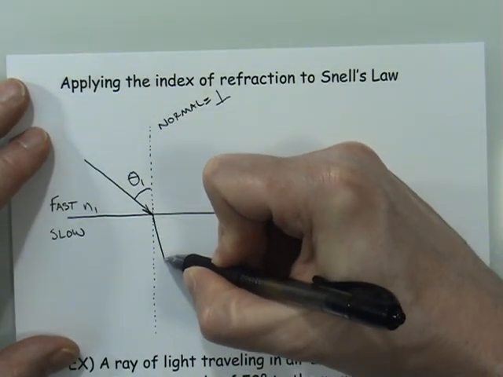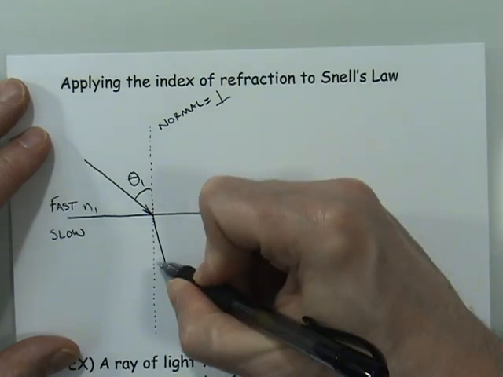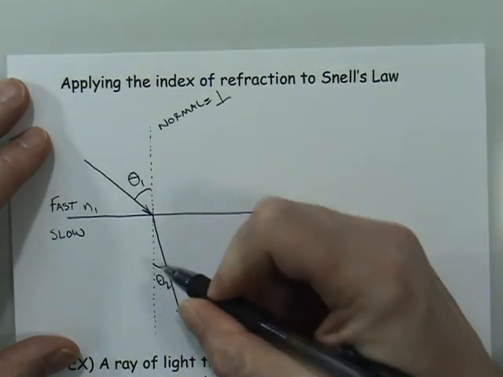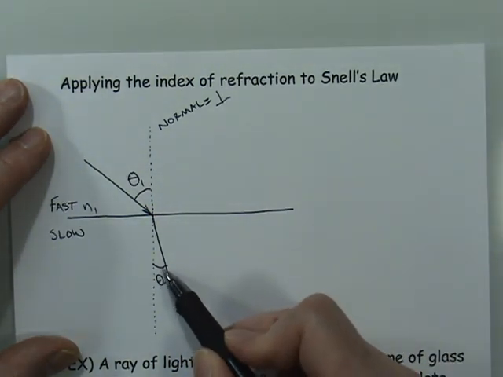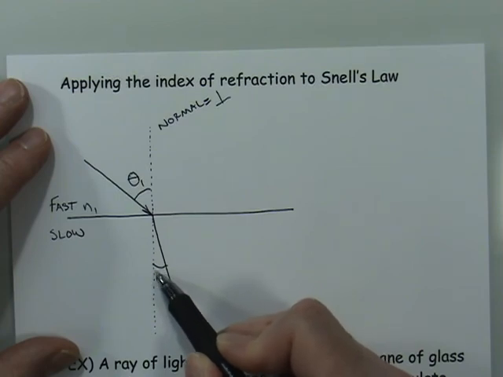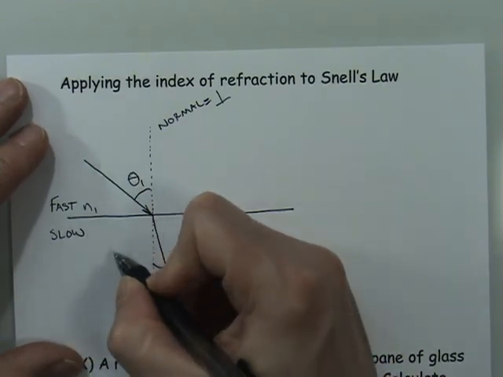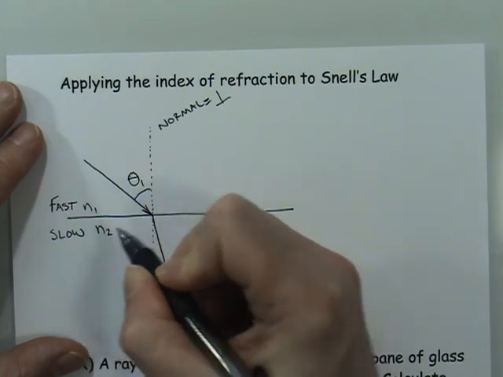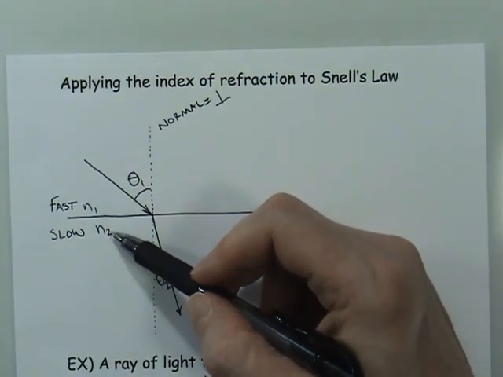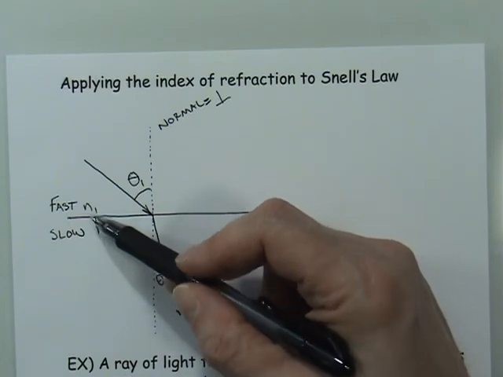I'm really exaggerating this so that you can see it very clearly. And you will see that the new angle with the normal is a smaller angle. On the other hand, of course, the new medium has an index of refraction. And just think about this. This is a really important thing to recognize about the index of refraction. This will be a bigger number than this one.